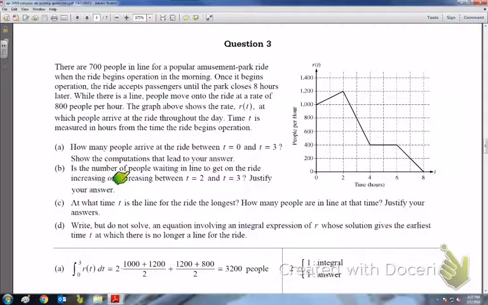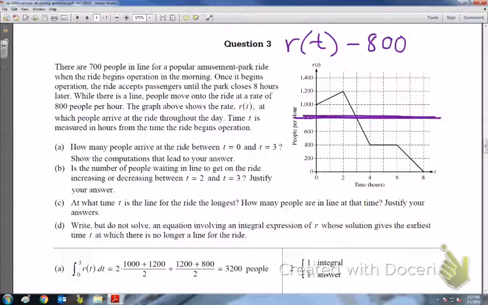So it says, is the number of people waiting in line to get on the ride increasing or decreasing between t equals 2 and t equals 3? Because we have a negative rate and a positive rate, we can't just look at one or the other. We have to look at a combination of the two. Here's how I would like to do it: if this is our positive rate, and we're subtracting out 800, it's like taking r of t and subtracting 800, which shifts the graph down 800. So if I make a new x-axis right here at 800, that's like I shifted it down 800.